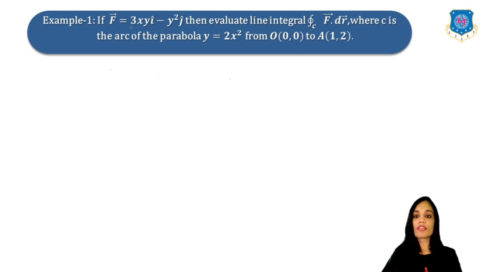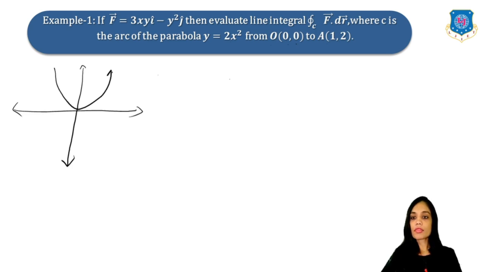So here f bar is equal to this. We have to evaluate the line integral where C is the arc of the parabola y = 2x square from (0,0) to (1,2). So firstly let us draw the parabola y = 2x square. This will open upwards. So this is our parabola y = 2x square. This is our point (0,0), and let us consider this as A (1,2). Now we have to integrate over arc OA, right? We have to find the line integral over this.